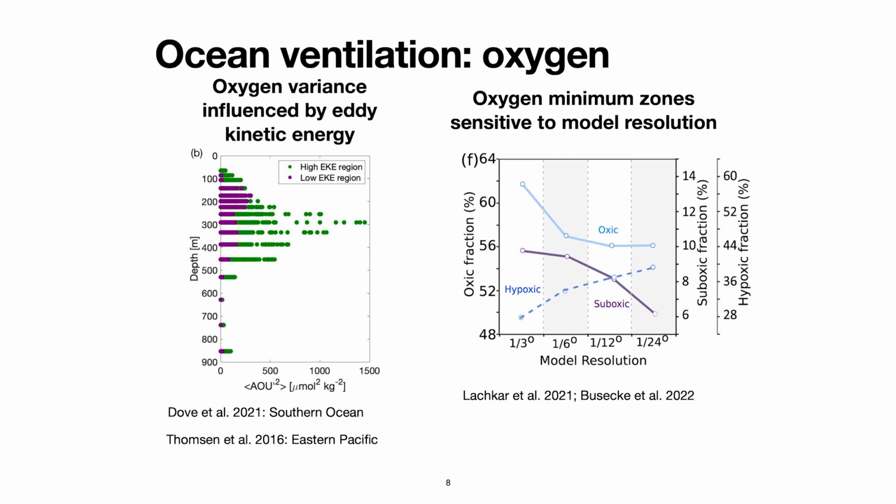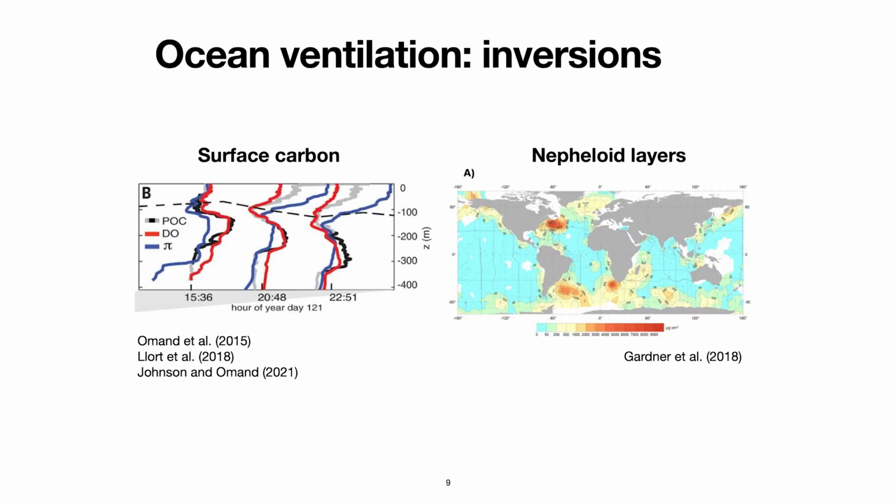Like Stukel mentioned, these inversions. So while we have a typical depth structure of high particulate organic carbon and high dissolved oxygen at the surface and lower carbon and lower oxygen subsurface, there are these inversions where we see these anomalous high AOU and high carbon subsurface. And that's been one of the key points of evidence that there's a coupling between eddies and these biogeochemical vertical transport.